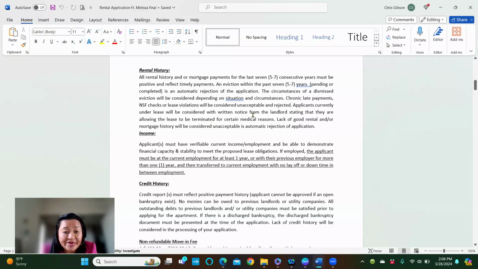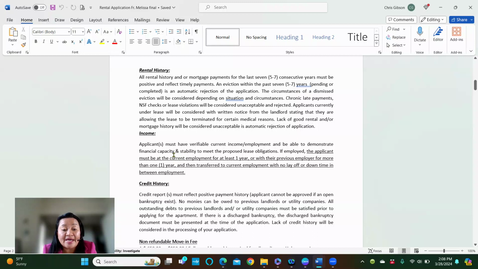And also, applicants currently under lease will be considered with written notice from the landlord stating that they are allowing the lease to terminate for certain medical reasons. And lack of good rental and mortgage history will be considered unacceptable, an automatic rejection of the application. So we write in here, it depends upon you whether you consider it or not, or if the applicants will negotiate this part.